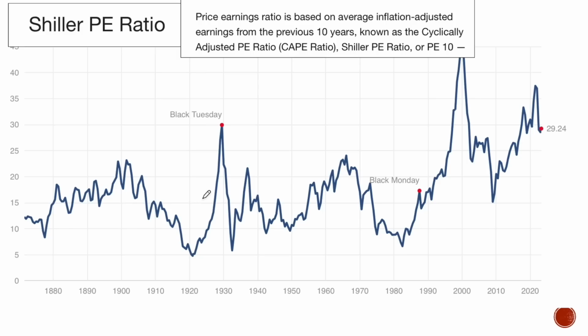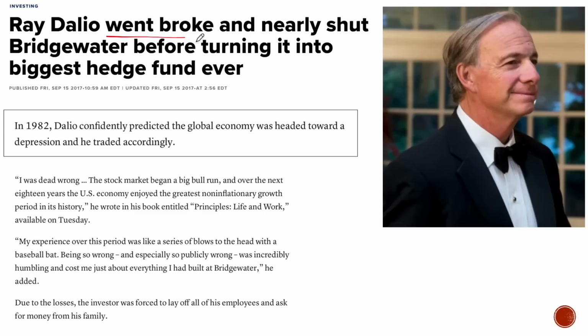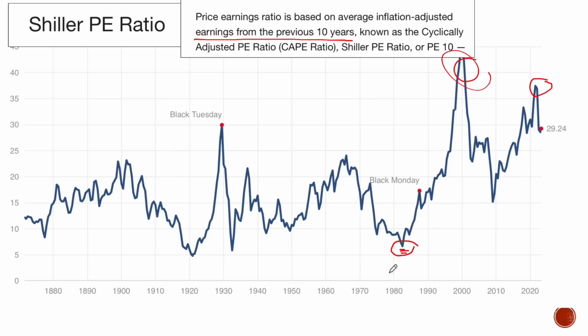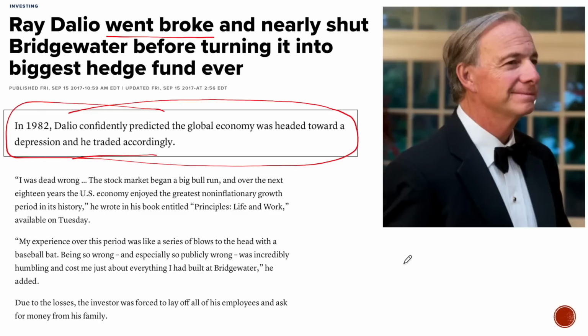Other things that people do is simply panic when things are cheap and are very exuberant when things are very, very expensive. This is the Shiller P ratio, the cyclically adjusted price earnings ratio, that takes the average earnings from the previous 10 years. And those have bottomed in 1982 when Warren Buffett was buying, and others, then still amateurs, went bust because Ray Dalio confidently predicted the global economy was headed toward the depression, and he traded accordingly. Of course, the market is up since then about 40-50 times, but it happens also to the best.